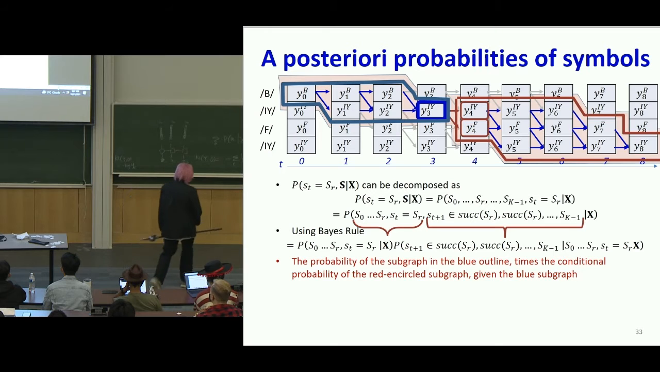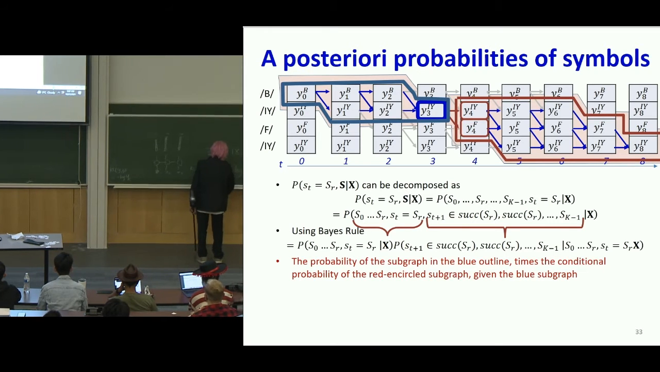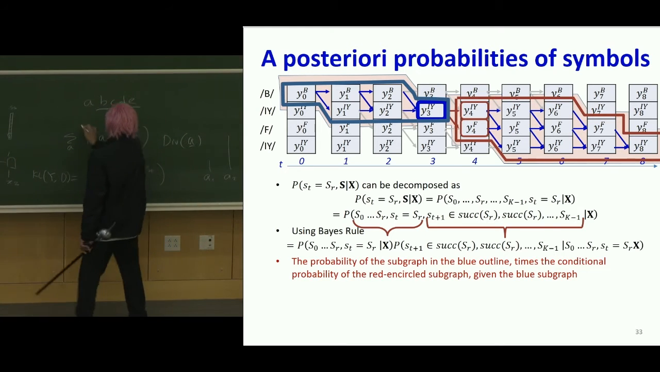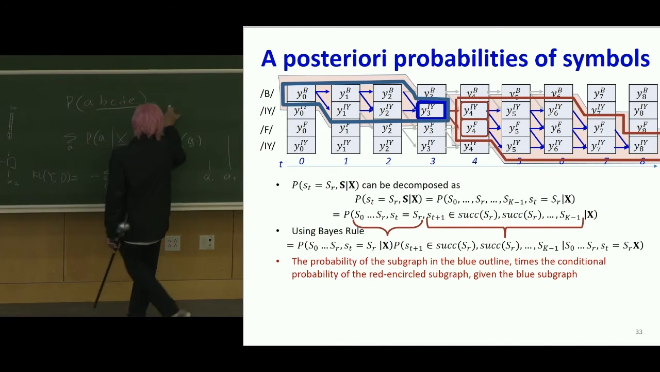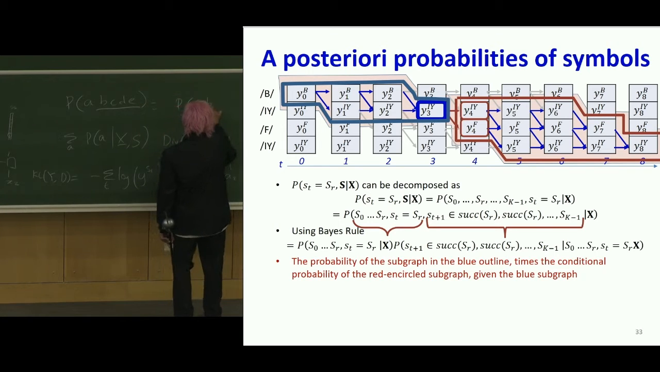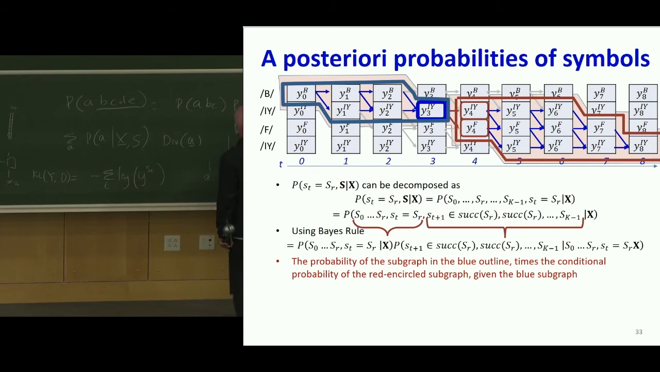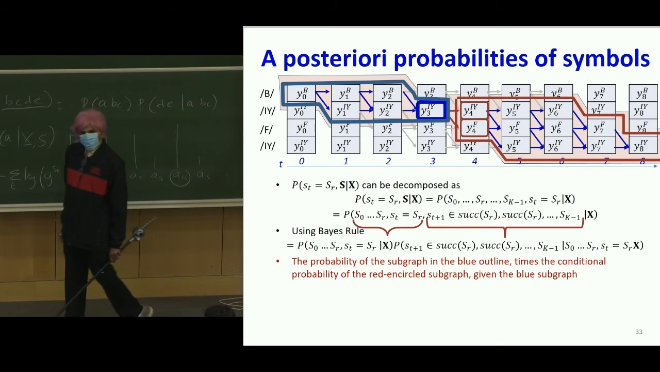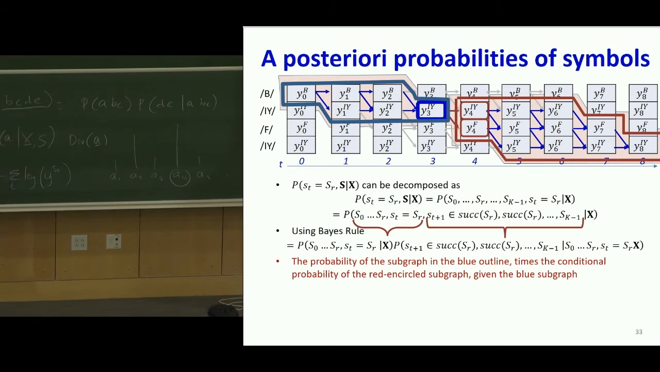Because we know that any time I have something of this kind, I have A, B, C, D, E. If I want to decompose this, this is going to be P of ABC times P of DE given ABC. This is simple Bayes rule, correct? So the probability of the red portion of the graph conditioned on the blue portion of the graph times the probability of the blue portion of the graph is going to be the probability of the entire subgraph shown.